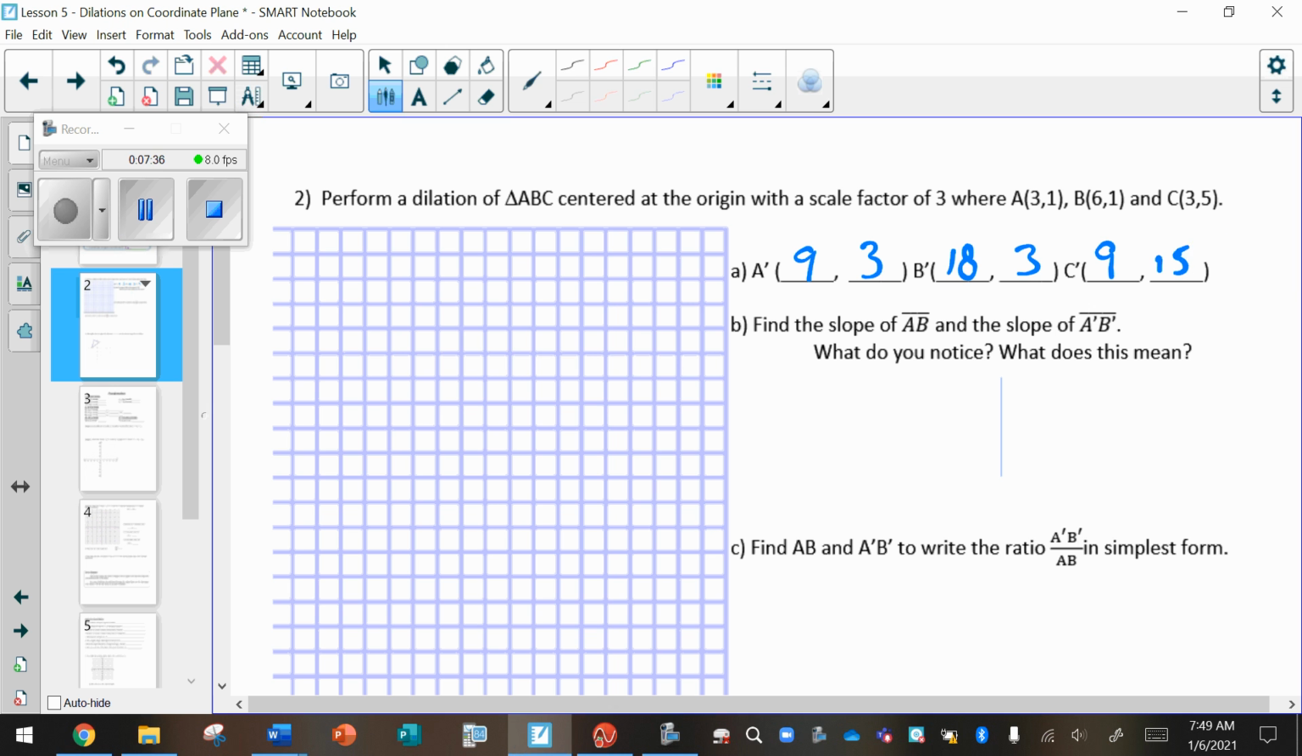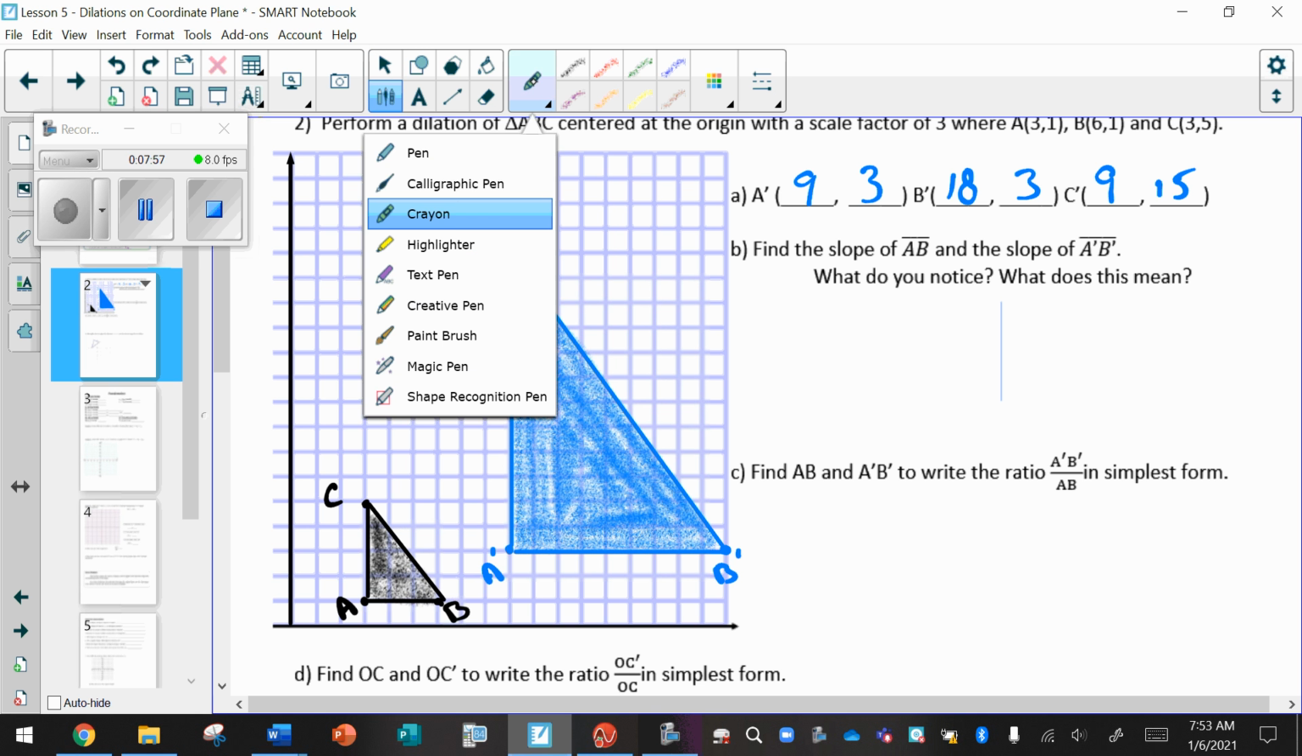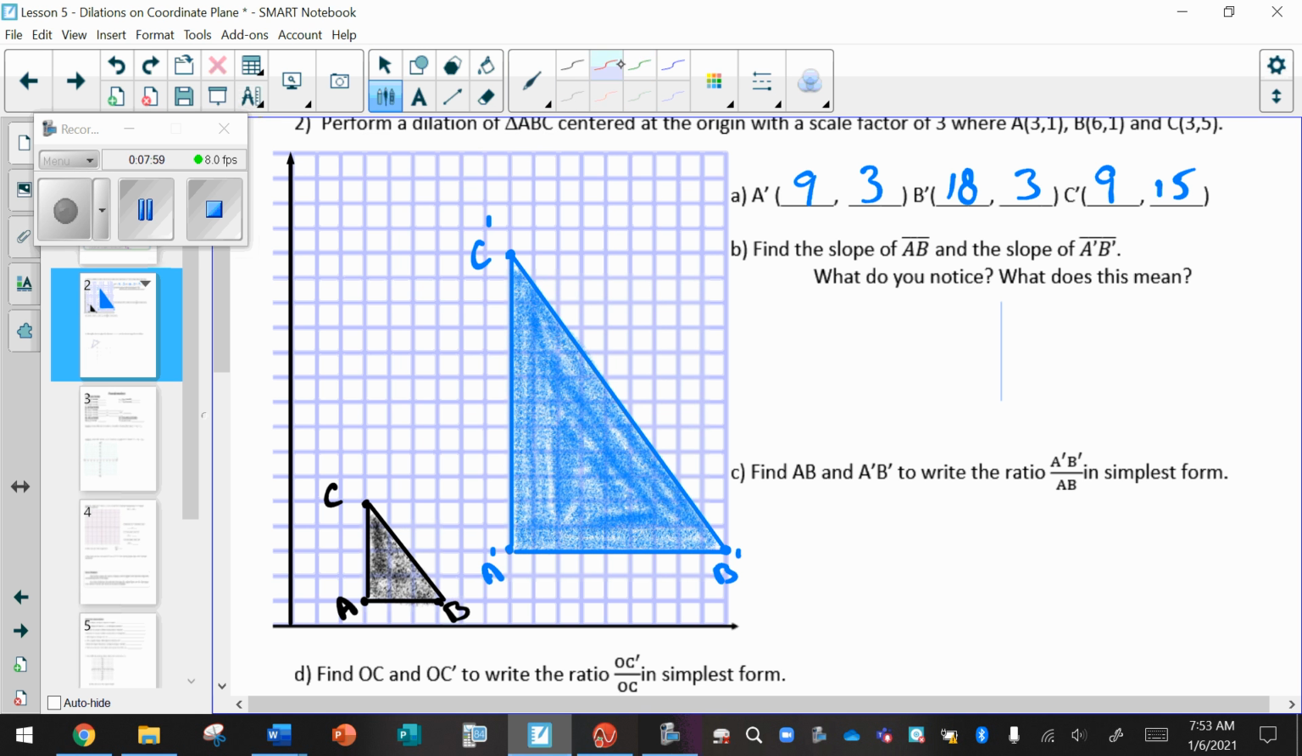So pause the video, graph the original triangle ABC, and graph the image after the dilation, A prime, B prime, C prime. Graph those, and then come back. And voila, we got our triangles graphed. So now let's compare the slopes of AB and A prime B prime. Well, AB and A prime B prime are both just horizontal lines, so they're both going to have a slope of 0. So the slope of AB is going to equal 0.